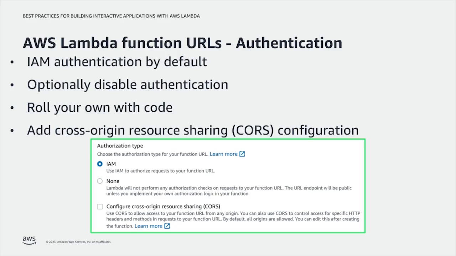Now, customers also want to make sure that their business code is not just out there on the internet available to anyone to invoke. So there are authentication options to secure your function code if you're using function URLs. Now, they come secured as default with IAM permission. So you can use IAM to authorize requests to your function URL, or you can optionally disable that completely and have that open if you want an open API URL. And you can even roll your own authorization with code inside your Lambda function, okay? You can also add CORS configuration, which I'll talk about in just a moment.